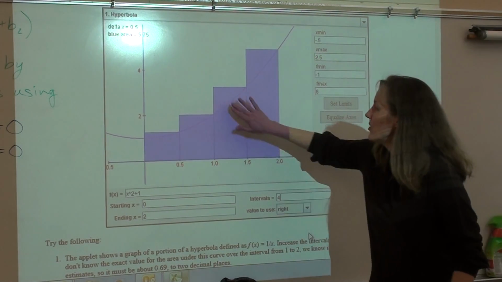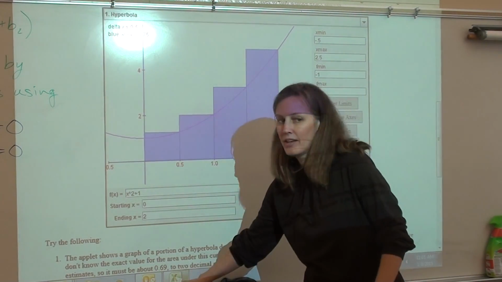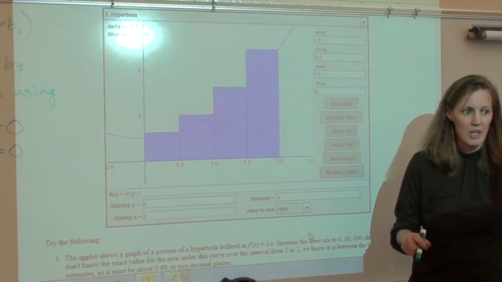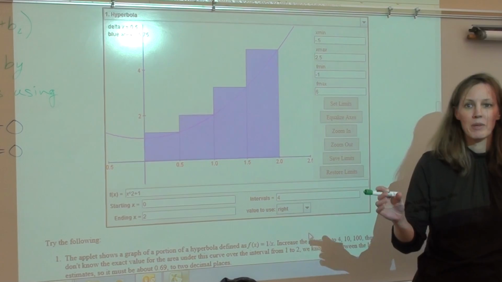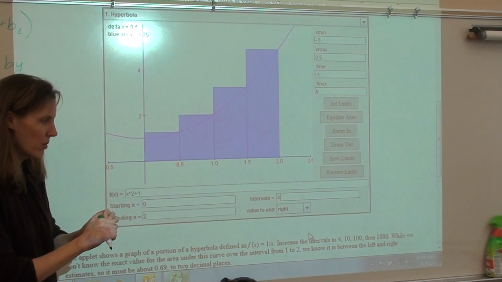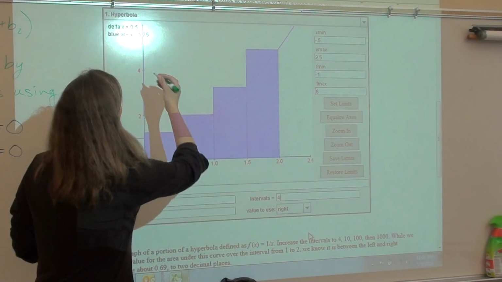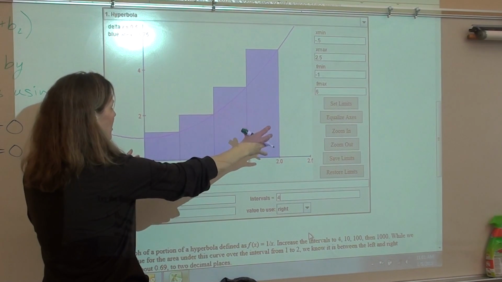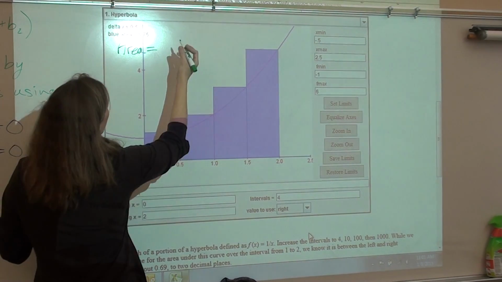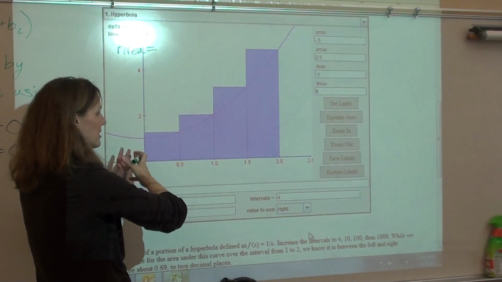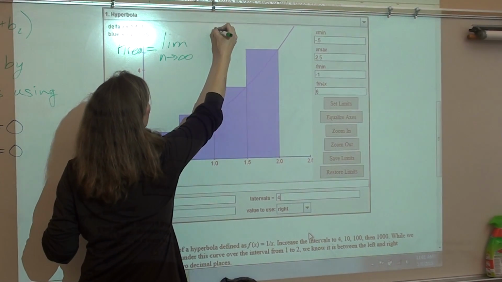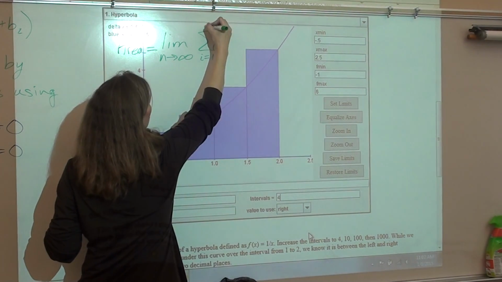The formula for exact area under a curve actually uses right-handed rectangles. So we're going to derive the formula and I want to walk you through a little bit of how this works. The way that the formula works, I'm going to write the formula up here and then I'm going to explain it with the picture. So we're going to have area equals the limit as n approaches infinity of the sum as i goes from 1 to n.